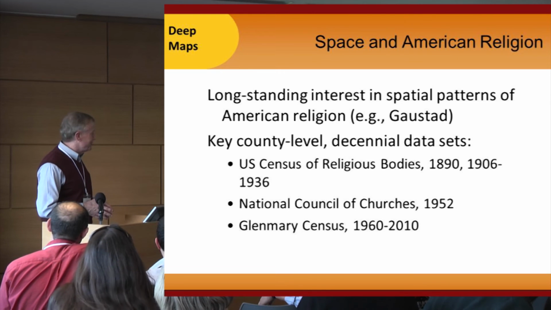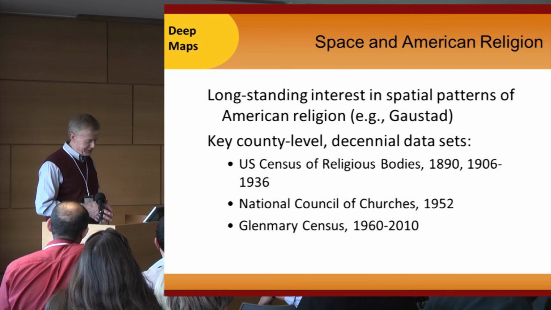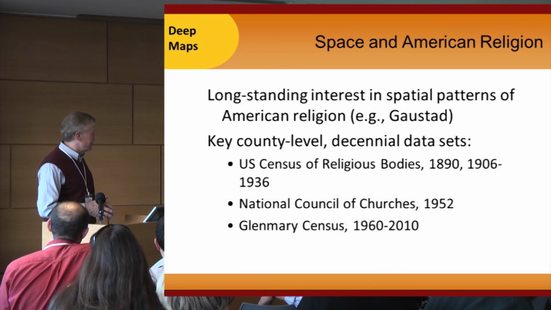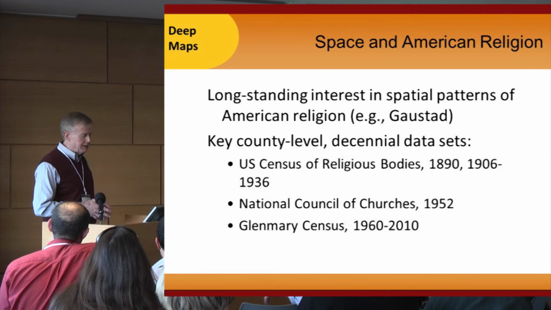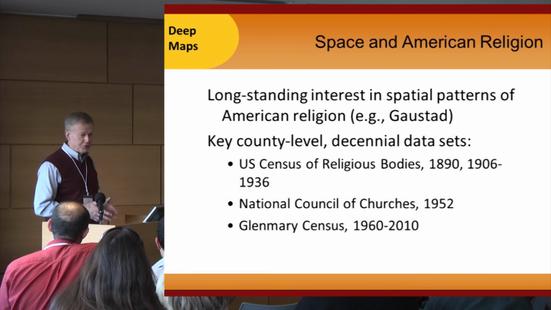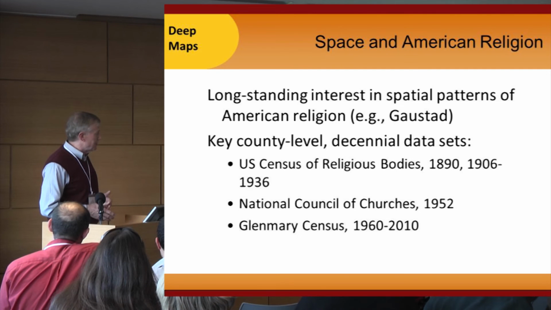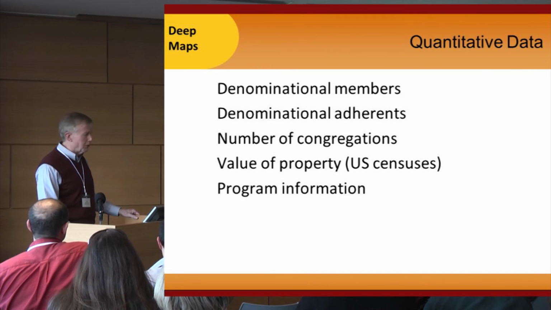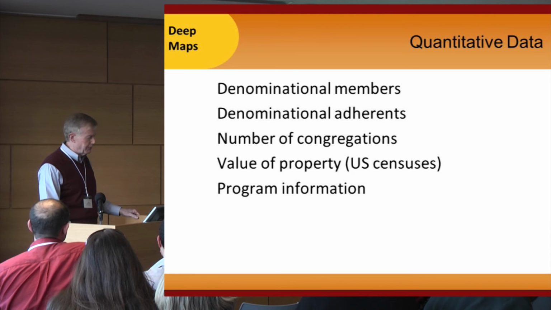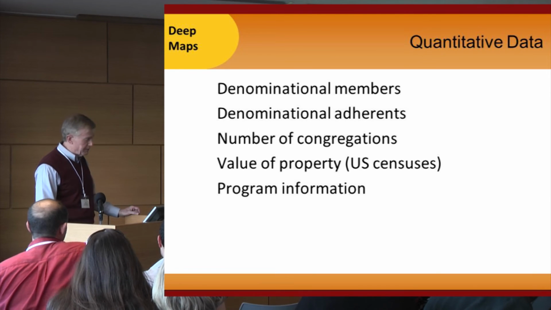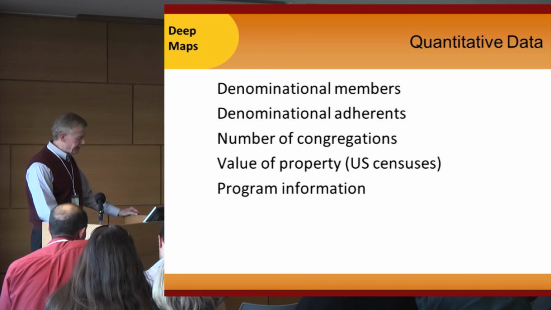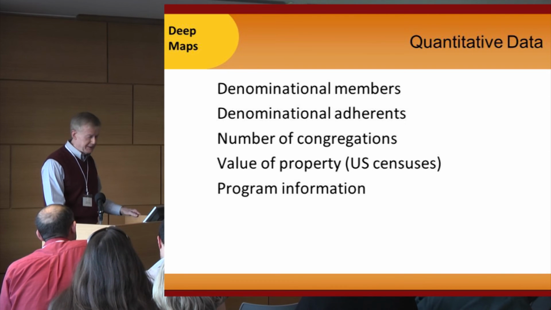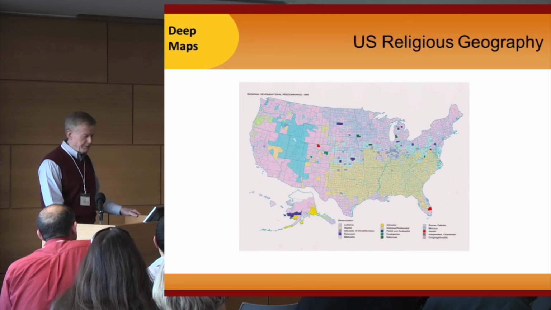And then in 1952, the National Council of Churches picked up the practice. And then from 1960 on, the Glenmary Research Center in Atlanta, Georgia, has been surveying congregational or denominational statisticians to get from them counts of membership by spatial units, especially at the county level. And what we have to work with is really quantitative data, all numeric data on denominational members, denominational adherents, the number of congregations, the value of property, and some programmatic information about what these various religious bodies do.